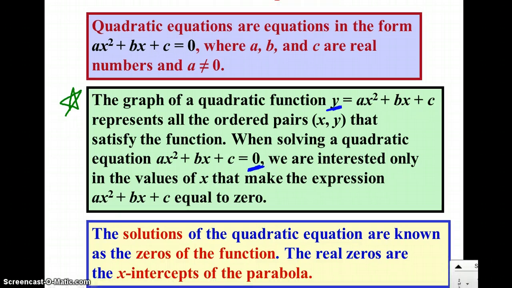Note that the solutions of the quadratic equation are known as the zeros of the function. The real zeros are the x-intercepts of the parabola. So that's what we're looking for. We're looking for the x-intercepts of the graph of the corresponding function. All right, let's use a graphing calculator to solve by graphing.